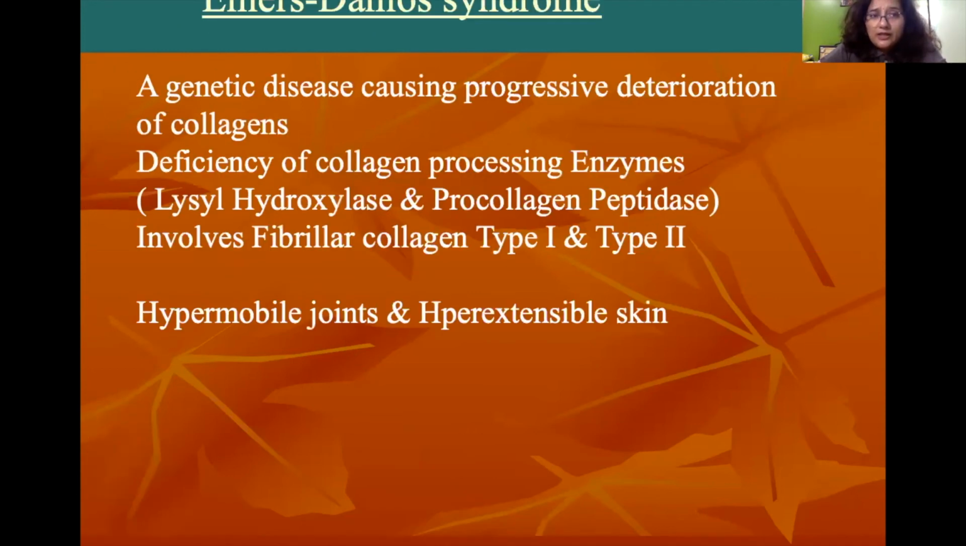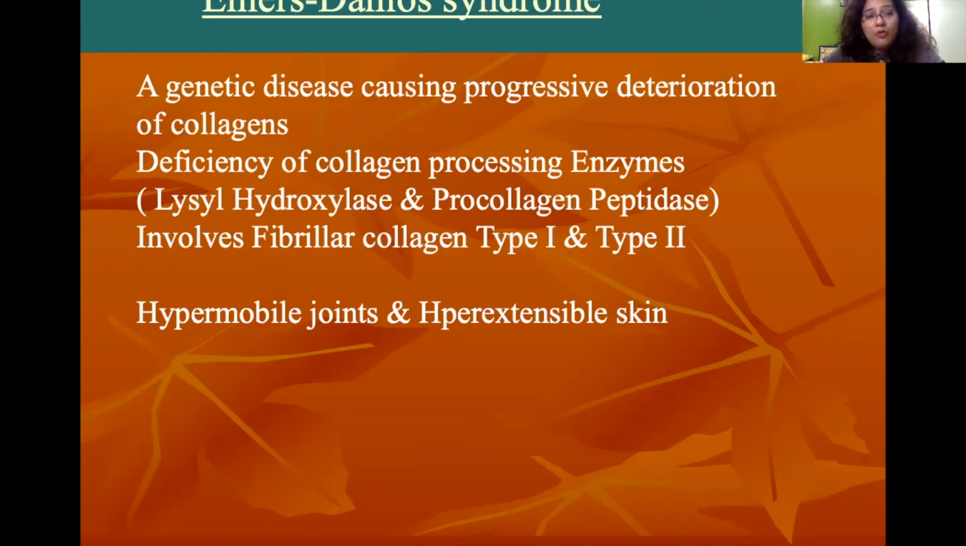Now, another disease is known as Ehlers-Danlos syndrome. This is a genetic disease causing progressive deterioration of collagen. Here you can see there is a deficiency of collagen processing enzymes, like we have seen lysyl hydroxylase or procollagen peptidases. When these enzymes are deficient, it leads to deteriorated collagen.